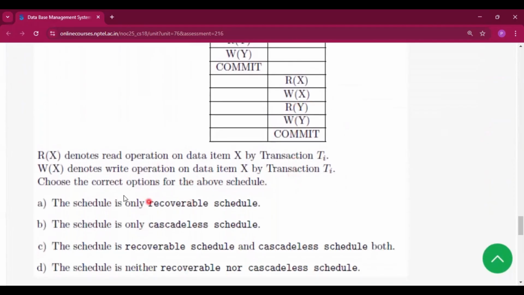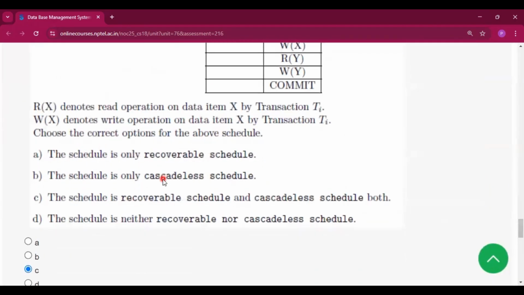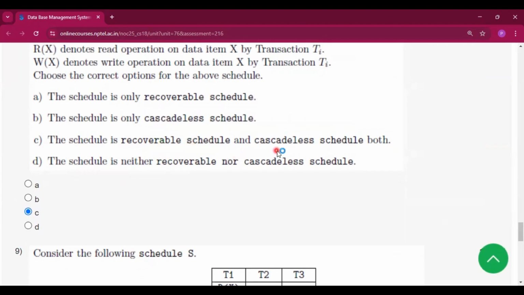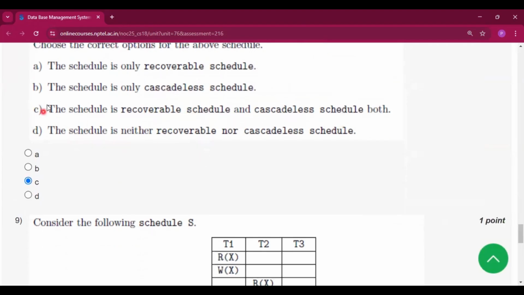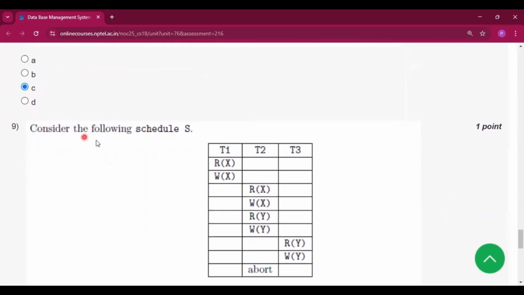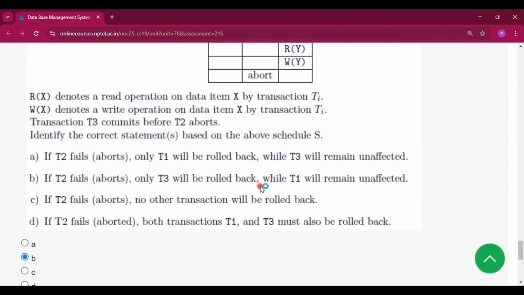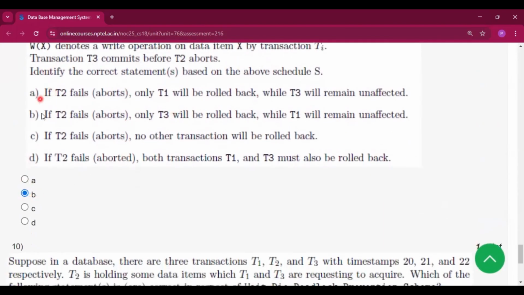Now for question number 8, consider the following schedule. Rx denotes the read operation, and in the same way Wx denotes the write operation. The schedule is both a recoverable schedule and a cascadeless schedule. So option C. Now consider the following schedule. This is the schedule. The answer will be option B. If T2 fails, only T3 will be rolled back while T1 will remain unaffected.